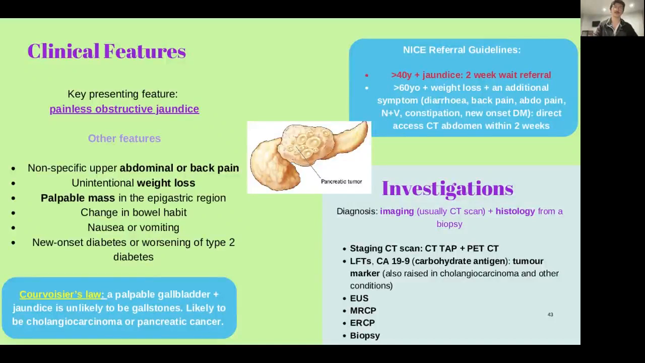That's your pancreatic cancer. Sometimes, in some cases, you can get abdominal or back pain if it's become locally invasive and advanced. Again, the weight loss. Sometimes you can feel a mass if it's got big enough. Sometimes you can't. And the new onset of diabetes makes you suspicious as well.